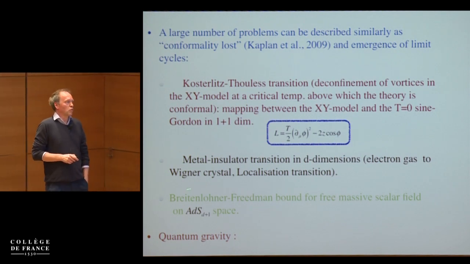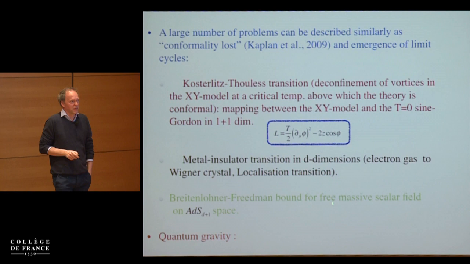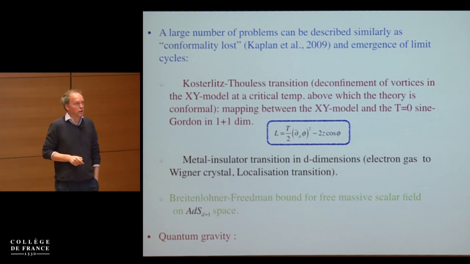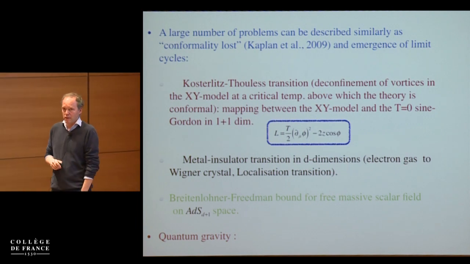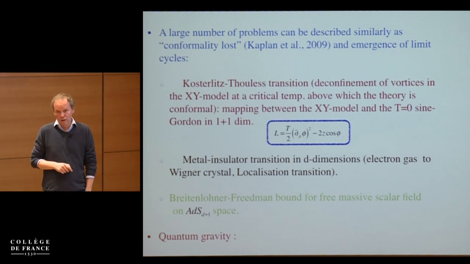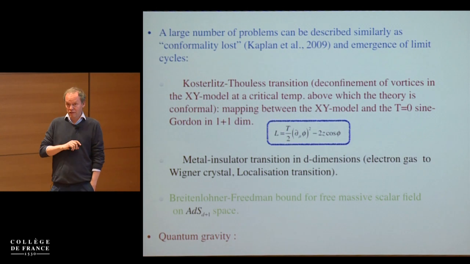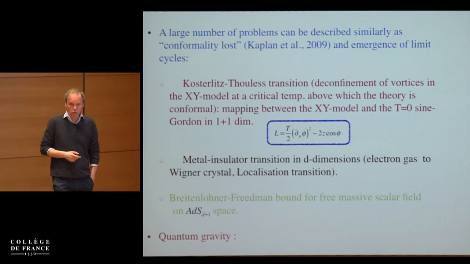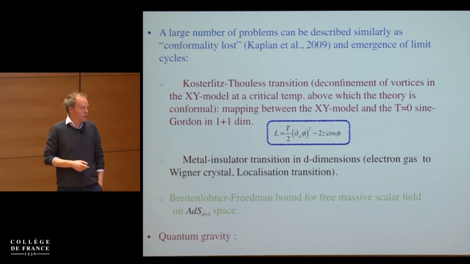There is another well-known problem, the so-called Breitenlohner-Freedman bound for free massive scalar fields on anti-de Sitter space in d + 1 dimension, where there is exactly the same breaking of continuous scale invariance into a discrete one.